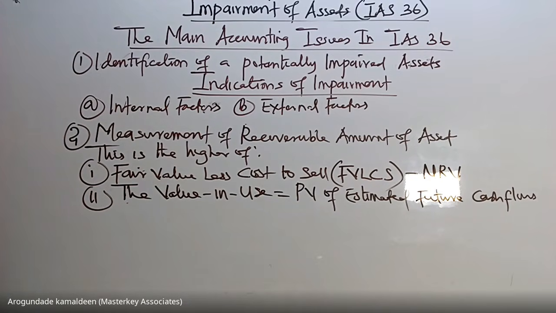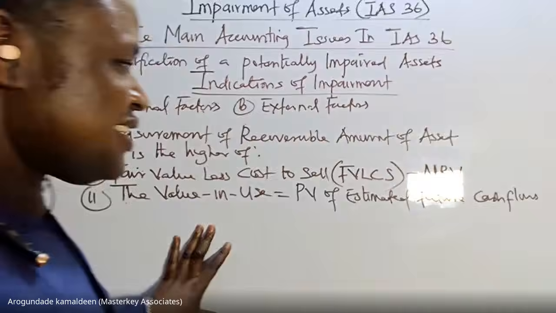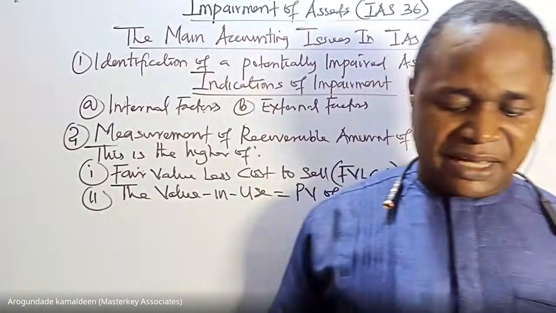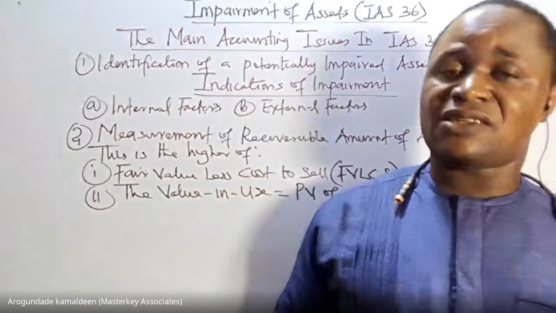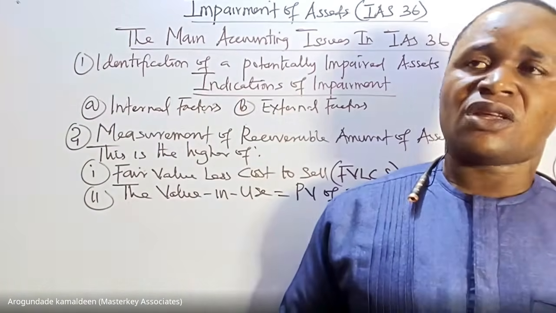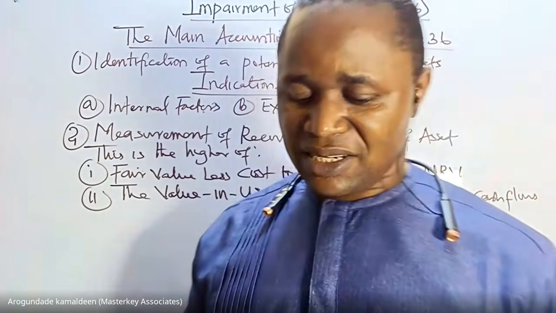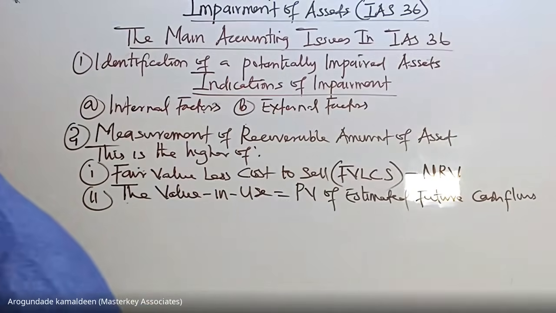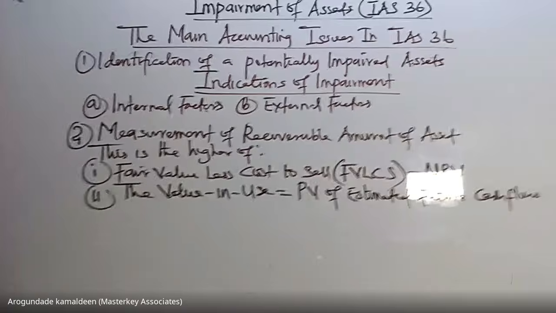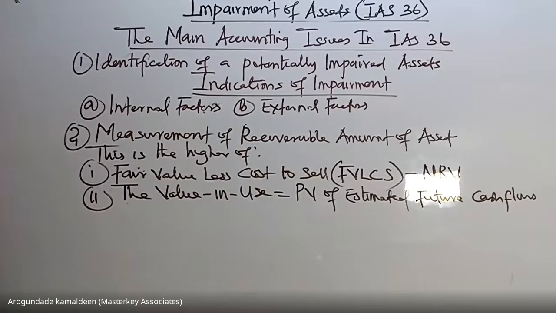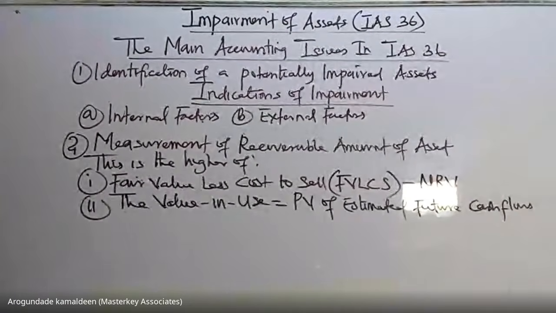But for those of you doing SBR, it is important you understand the composition of the estimate of the future cash flows. What are the cash flows you are going to consider in determining the value in use? This applies to both SBR and FR. What are the cash flows you are going to consider in order to estimate the PV of the value in use as an organization? Please be with me here.